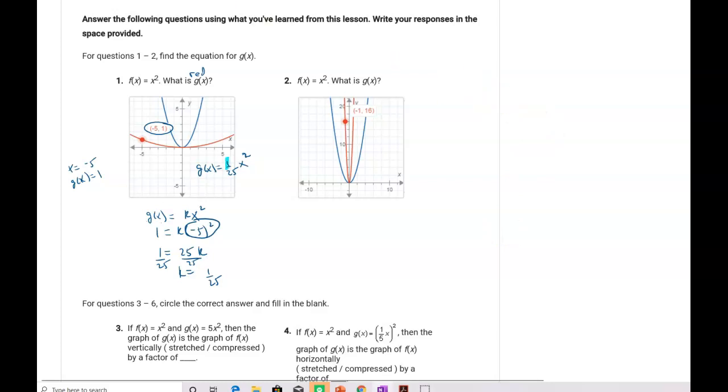Now remember, this has to be a proper fraction, meaning a fraction whose numerator is smaller than the denominator, if the graph gets wider. And if I look, this graph got wider than this, so I know that's a fraction.